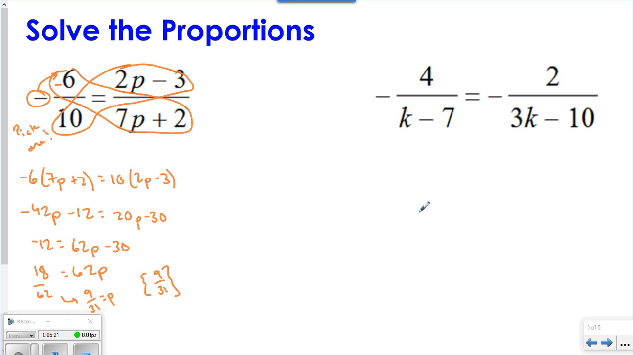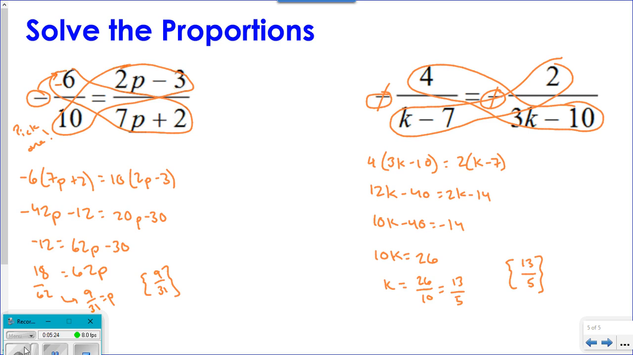Go ahead and pause the video and try the last one here on your own. Alright, for this particular proportion, because we have that negative sign on both sides, I can write at the very beginning, divide or multiply both sides by negative 1, and that goes away. So now we just have two positive ratios. We cross multiply and we solve, and we get an answer of 13/5.